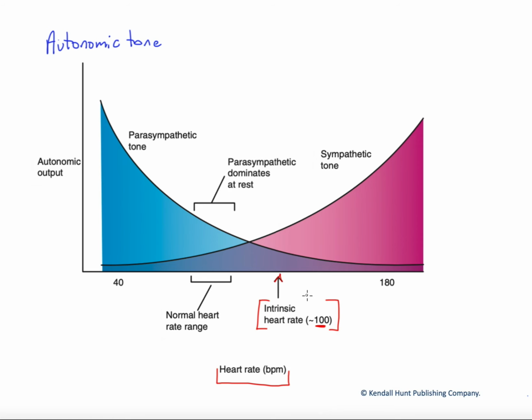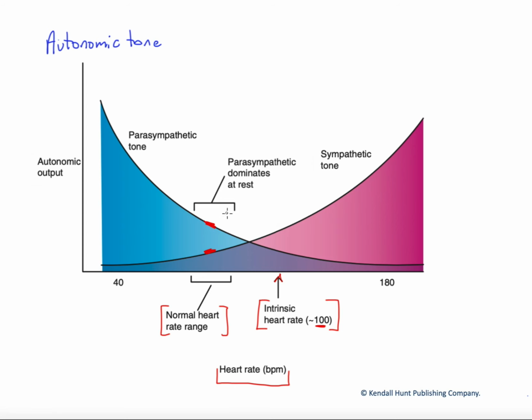Now, what we find is that in most of the population, the normal heart rate range is somewhere in the sort of 60 to 80 beats per minute. And what this indicates is that the parasympathetic nervous system dominates in most people at rest. And the degree to which it dominates will determine their resting heart rate. Now, note that it's dominating, but it is not the only system active, right? The sympathetic tone is way down here, while the parasympathetic tone is up here, much higher in a particular individual at rest.